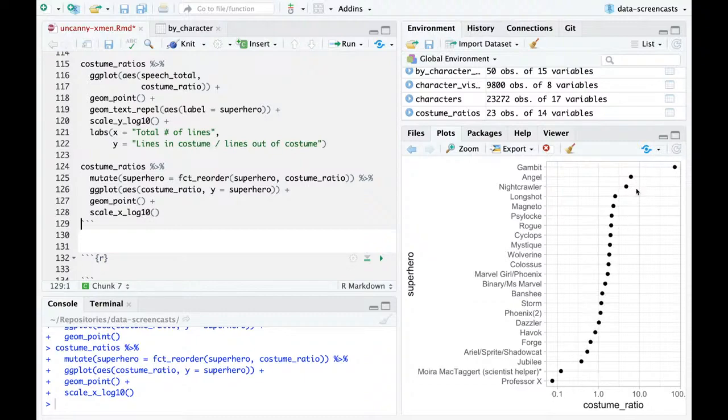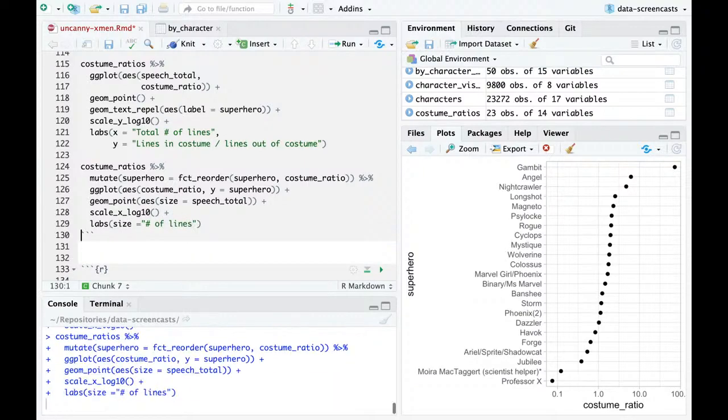It lets us really focus in on the costume ratio, not on the x-axis, not on the size. Having said that, it loses information. So let's add that information back. We say size equals, it's called speech total. I'm going to say size is number of lines.